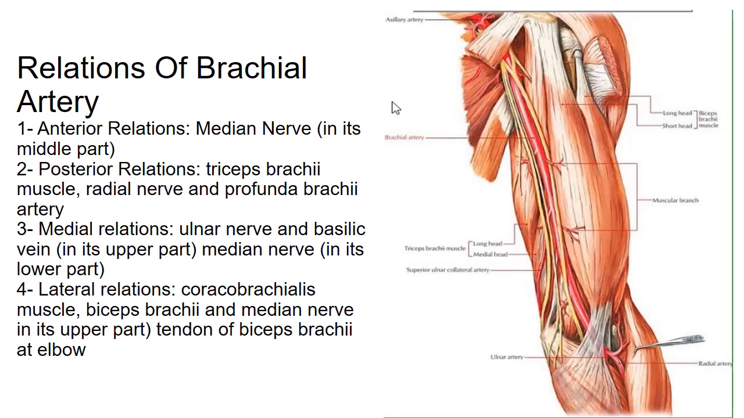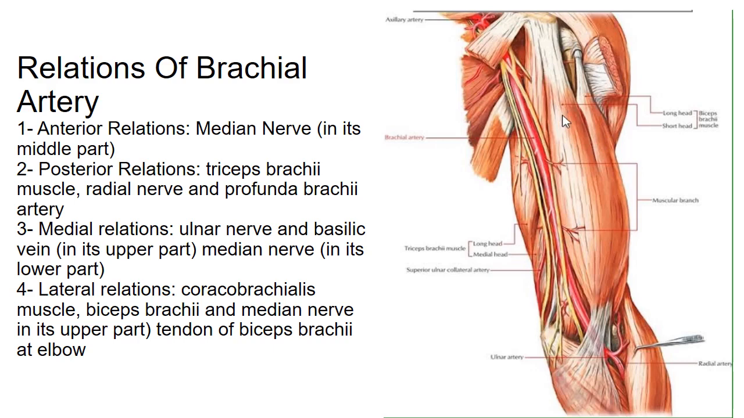Talking about the lateral relations of the brachial artery, this side is the medial side, and this side is the lateral side. As you can see, on the lateral side of the brachial artery, we have the biceps muscle. This one is the long head of biceps muscle. This is the short head of biceps brachii muscle.